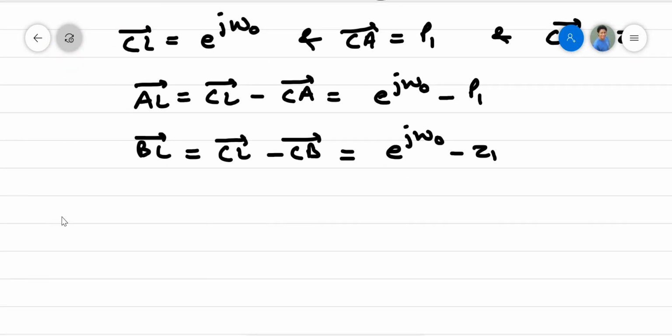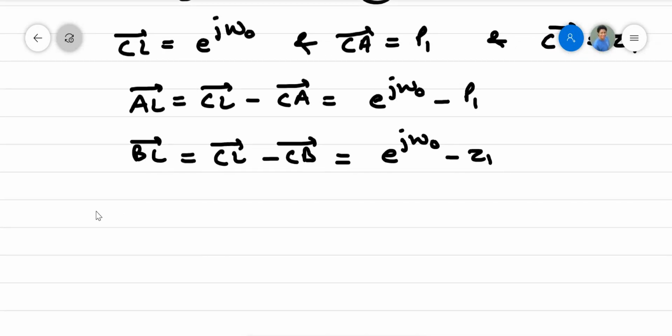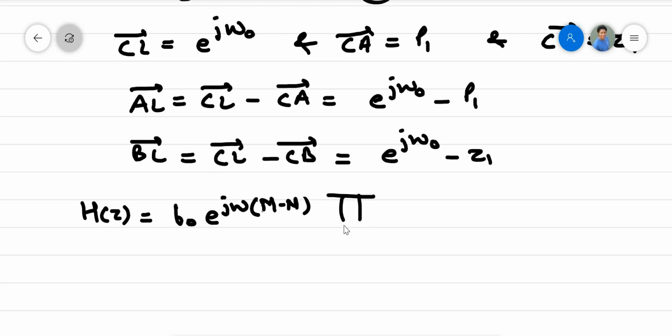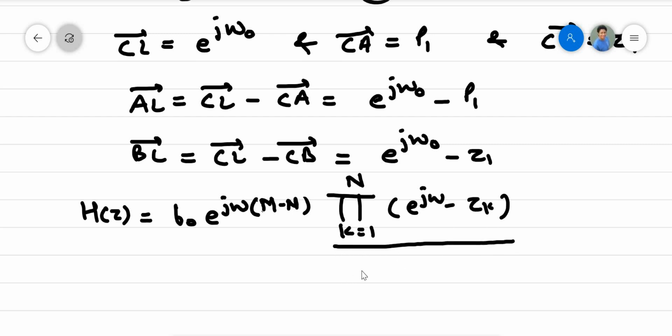Now this is very important, as we already know H(z) is B naught, product over k equals 1 to n of exponential j omega minus z_k, over product over k equals 1 to m of exponential j omega minus p_k.